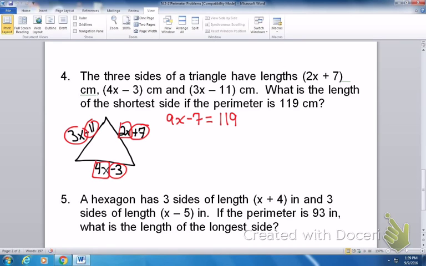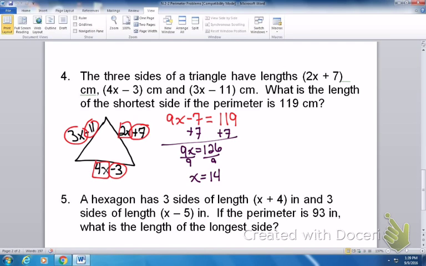And now we're right back in the boat we've been on. So be careful when you're adding up your like terms. That's what's going to get you. So I'm going to add 7 to both sides first. Sorry, my pen's messing up here. Now I have 9x equals 126. And of course the last step is to divide by 9. And 126 divided by 9 gives me 14.